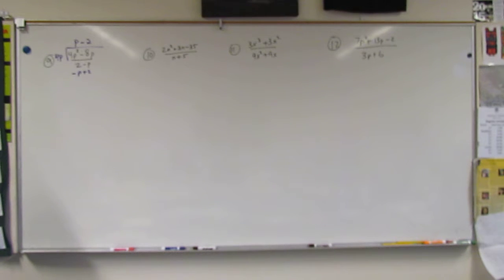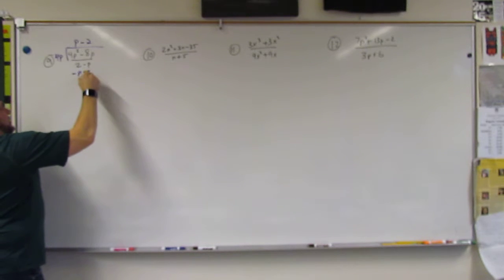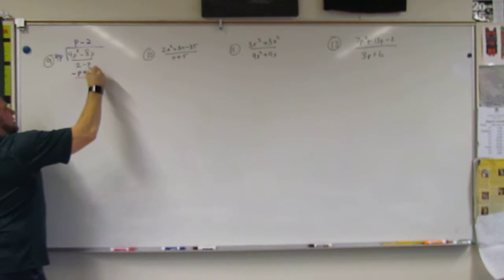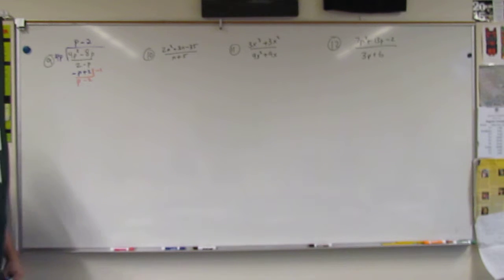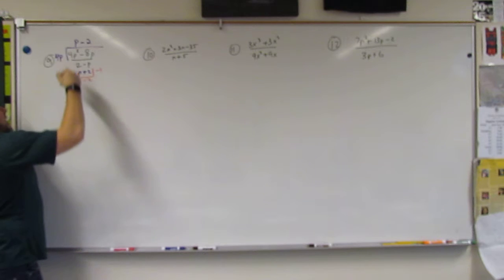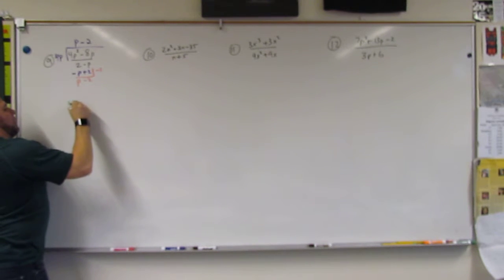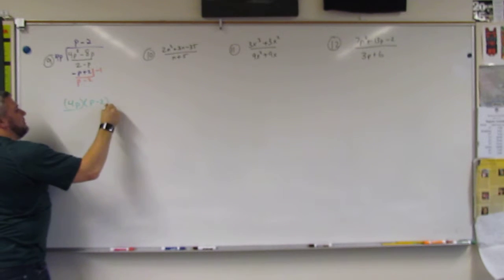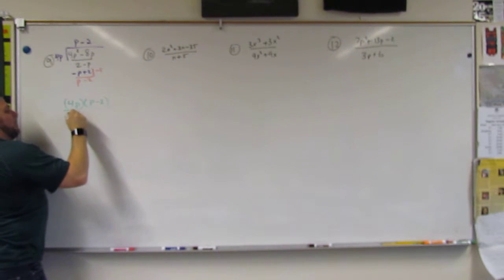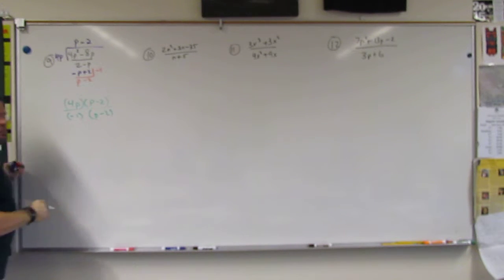So we want to put the p first, right? But we don't like minus p. So what are we going to do? We're going to take out the negative 1. Now it's going to be p minus 2. Does that make sense? So on the top, let's rewrite this in green. The top is going to be 4p times p minus 2 divided by negative 1 times p minus 2.